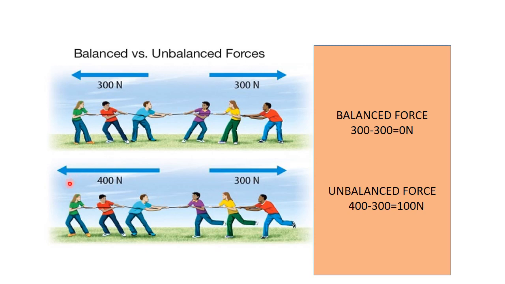That is 400 Newton in one direction and 300 Newton in the other direction. So the resultant of these two forces is 100 Newton. In this case, there is an unbalanced force acting, and because of that unbalanced force only, the rope and this group move towards the west. Until an unbalanced force is there, there is no movement. But if there is an unbalanced force, it will produce motion.